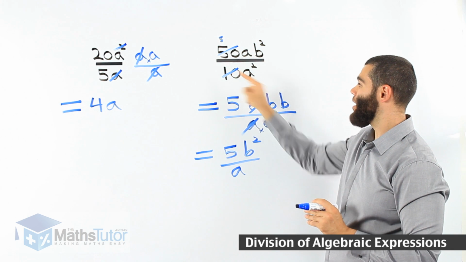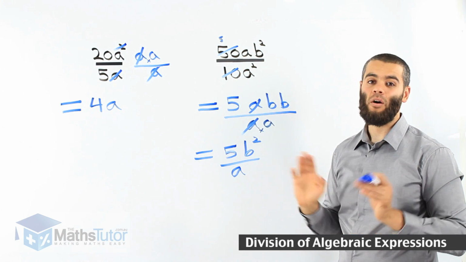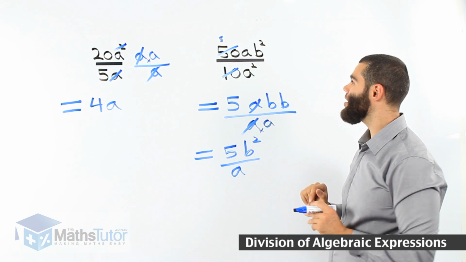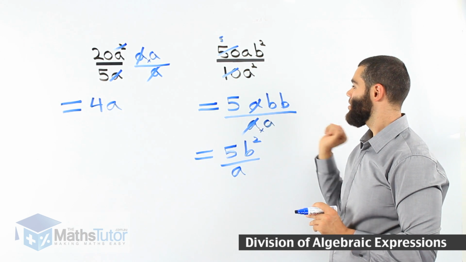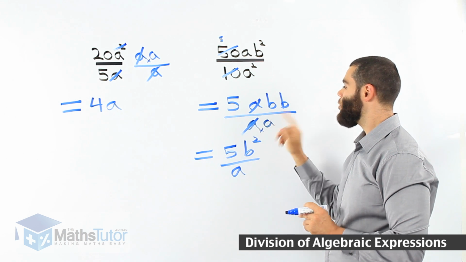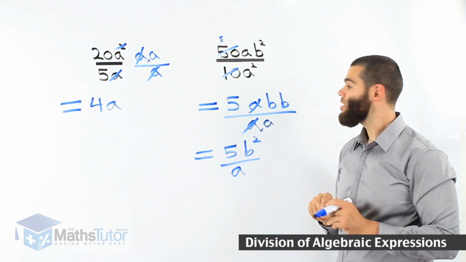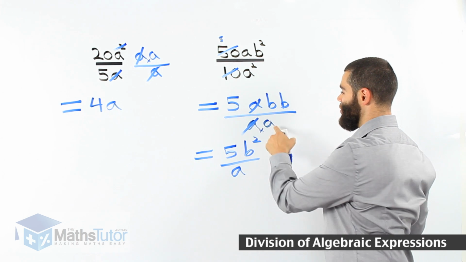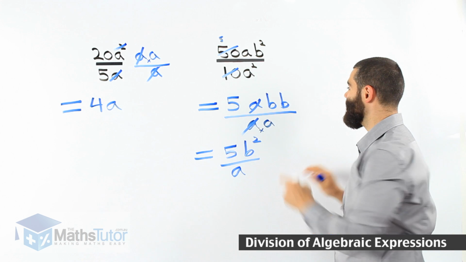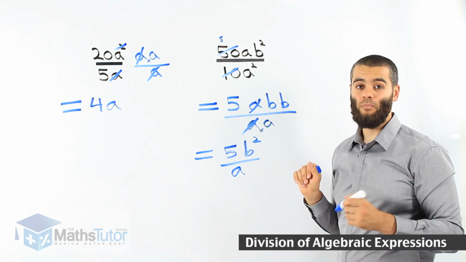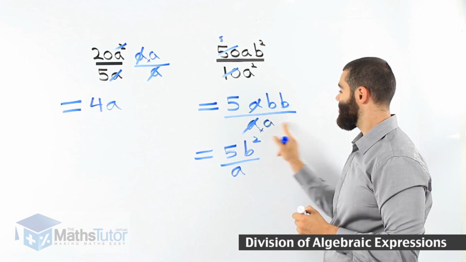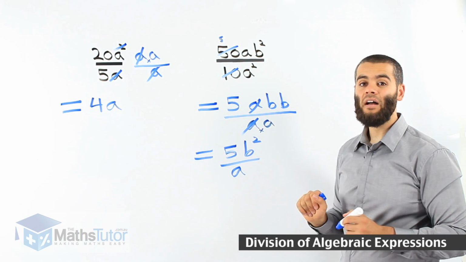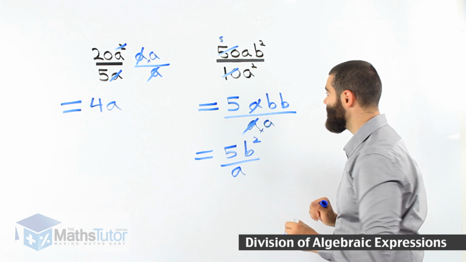50 divided by 10 is 5. That was easy. ab squared, which is the same as abb. And a squared is aa, or a times a. We simplify further. The a goes with the a. You're left with an a on the bottom. And the bb, or the b times b, b squared, it's the same. There's nothing to cancel out from the bottom. 5b squared over a is our final answer.